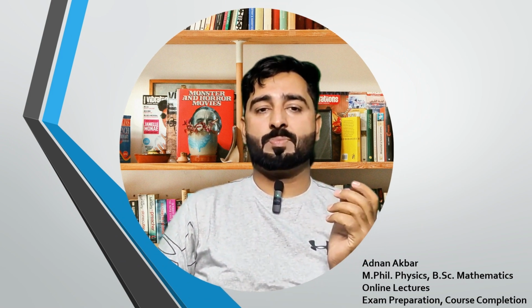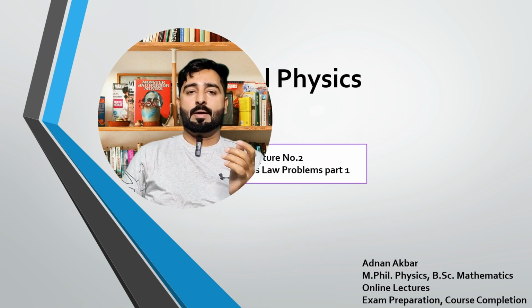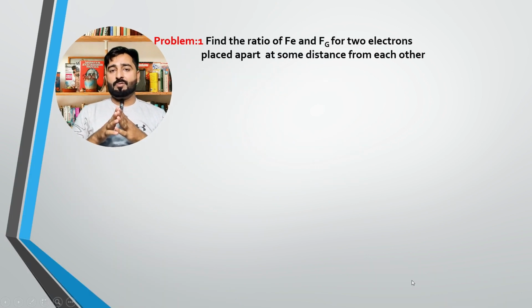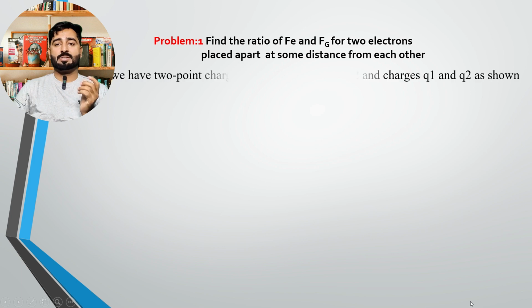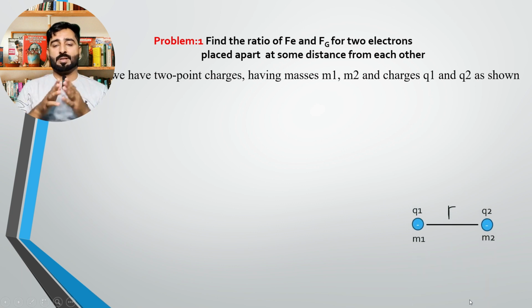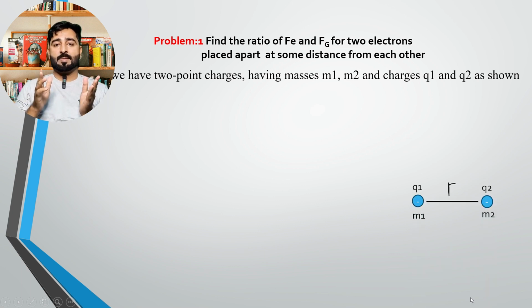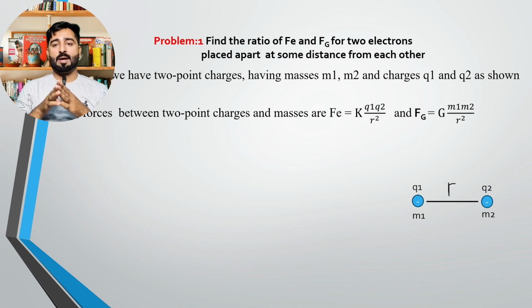We have the first problem. Find the ratio of Fe and Fg for two electrons placed apart at some distance from each other. Consider we have two electrons having the masses m1 and m2 and charges q1 and q2, separated by a distance r as shown in the figure. Then the forces between them will be Fe is equal to k q1 q2 over r square, and Fg is equal to G m1 m2 over r square.